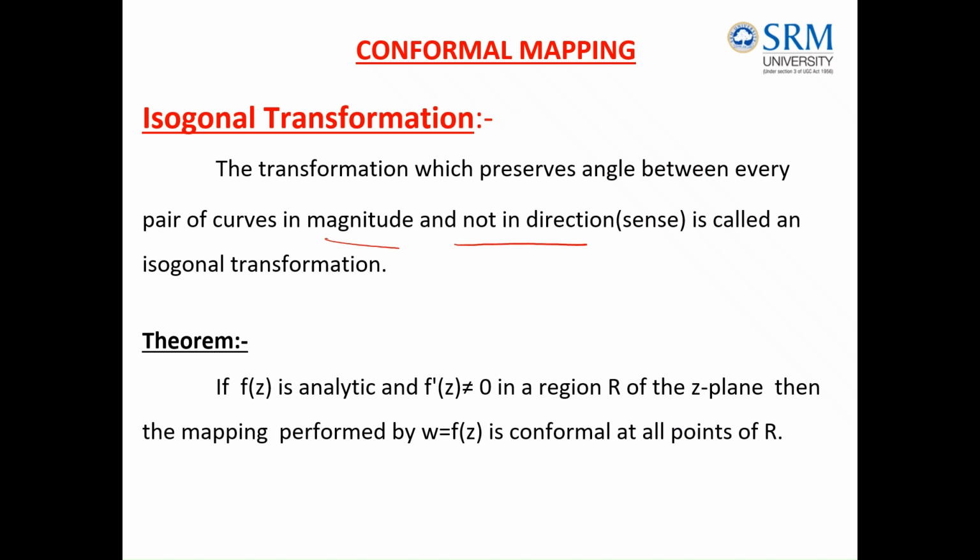Next comes the theorem based on conformal mapping. If f of z is analytic and f dash of z not equal to 0 in the region R of the z plane, then the mapping performed by W equal to f of z is conformal at all the points in R. So this is an important theorem to understand: the derivative of f of z not equal to 0 implies the mapping is conformal.